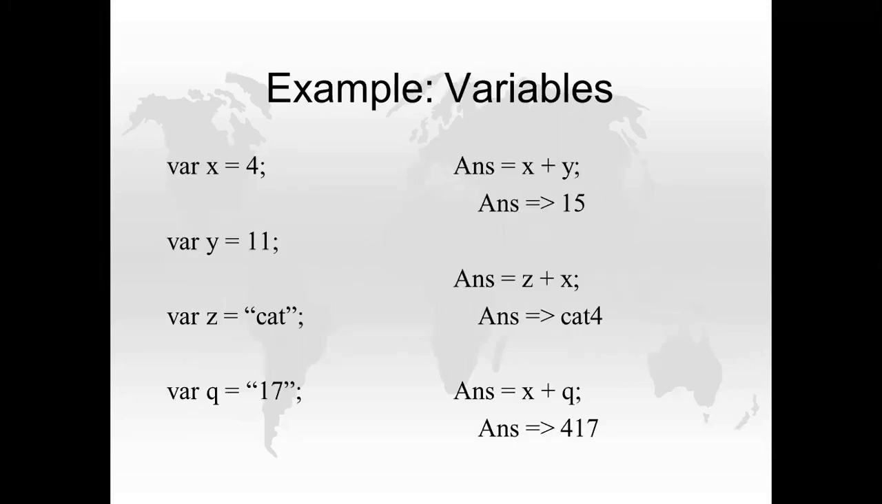Here you can see the examples, like var x = 4. Then you have declared var y = 11, var z = cat, var q = 70. Whenever you calculate the answer x + y, it will automatically add variable x and variable y. It will take the values assigned to x and y and return the addition of x and y.